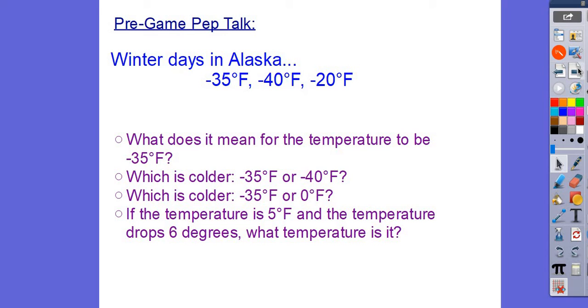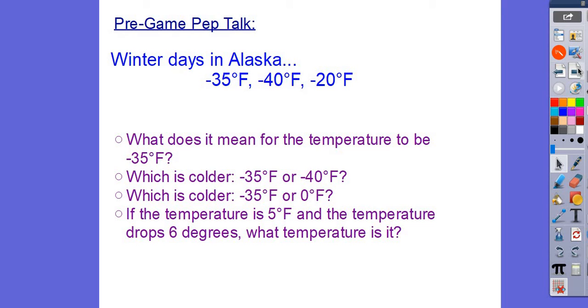Well, if a temperature was 5 degrees and it dropped 6 degrees from there, what temperature would that be? Negative 1. Anybody think it's a different answer? So if the temperature dropped from 5 and it dropped 6 degrees. No, it would be 0. It would be negative 0. It's negative 1. It's negative 5, 4, 3, 2, 1. It's negative 0, negative 1.